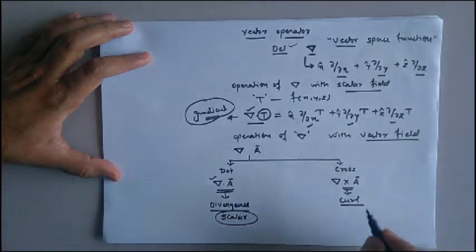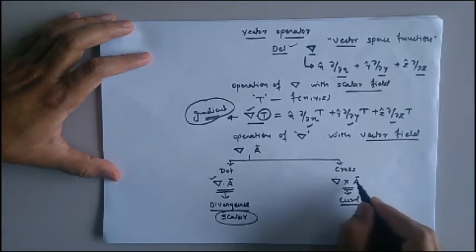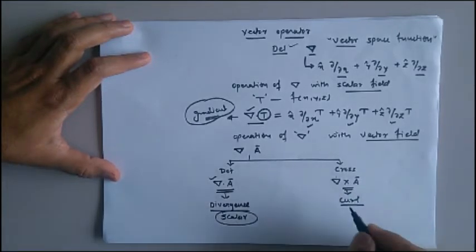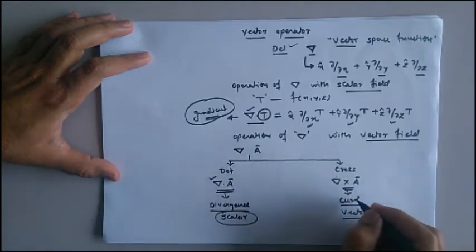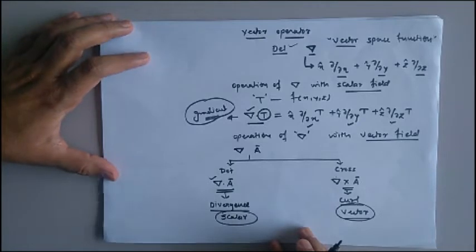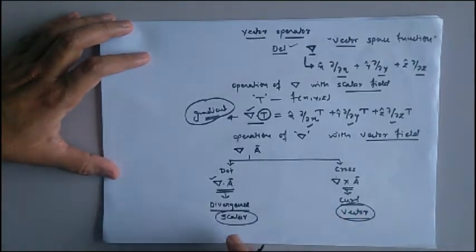वेरी वेरी इंपॉर्टेंट. अब यहां देखो, ये भी एक वेक्टर है, ये भी एक वेक्टर है, और ये दो वेक्टर का मैं क्रॉस प्रोडक्ट ले रहा हूं, तो इसका आउटपुट भी क्या रहेगा, एक वेक्टर फील्ड ही रहेगा. इसका मतलब द आउटपुट ऑफ curl is always a vector field. Very, very important. Now, what is the physical significance of this divergence and what is the physical significance of this curl?